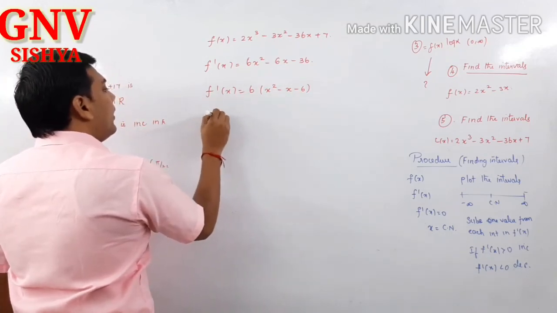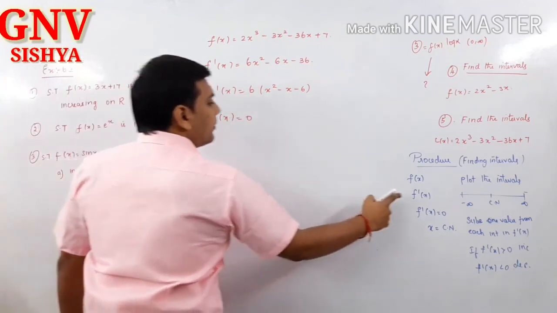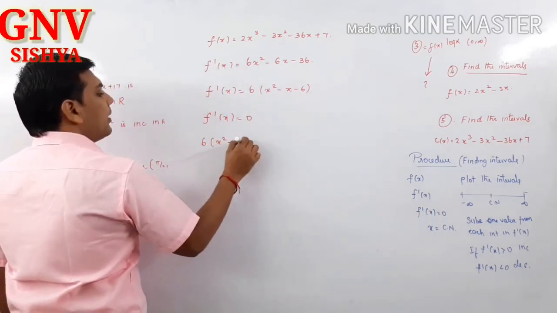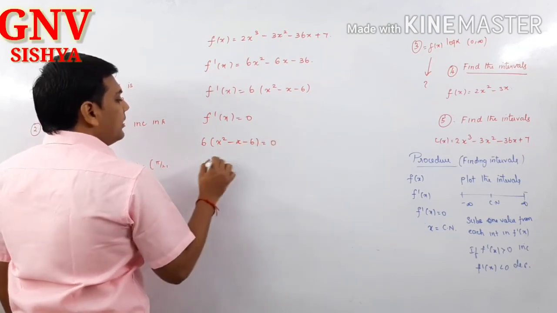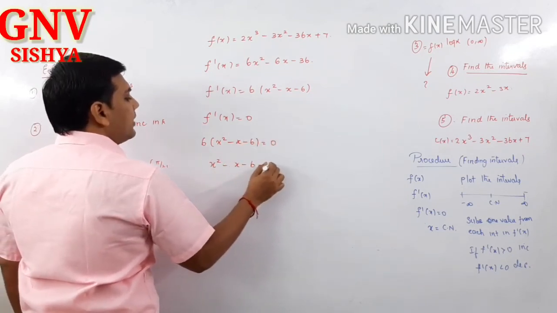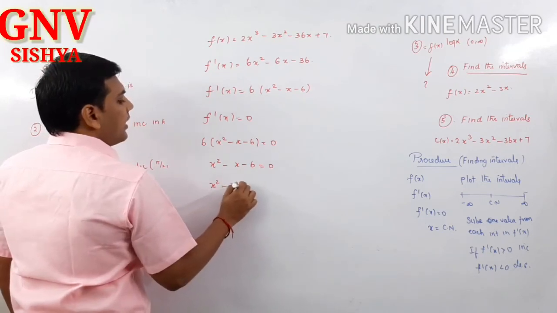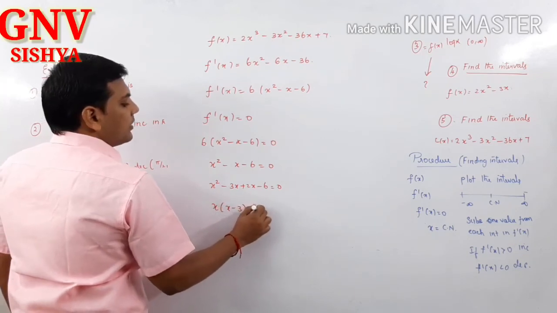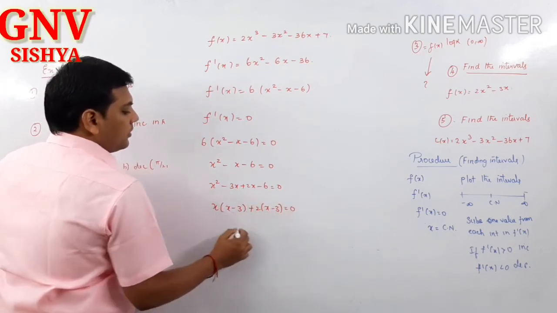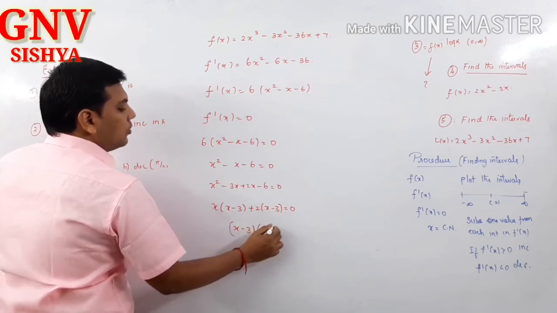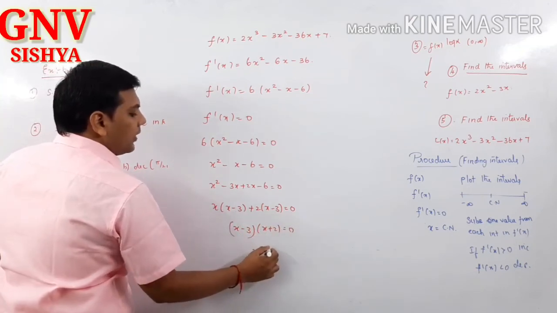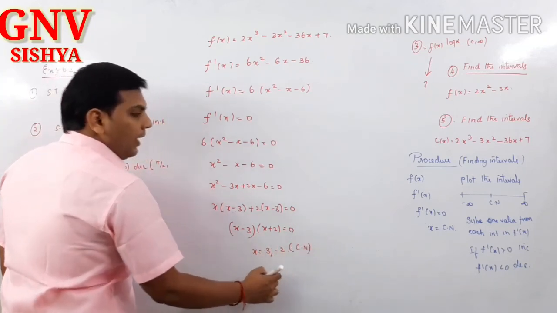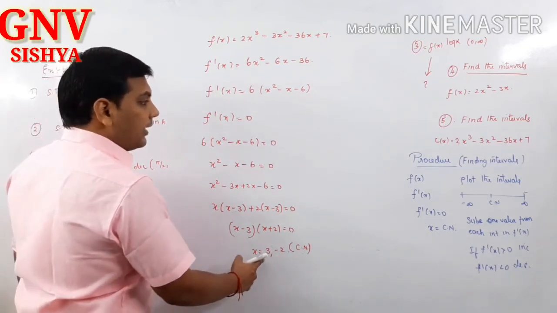Now I am equating f dash of x to 0. The first step I differentiated, the second step I am equating it to 0. So 6 into x square minus x minus 6 is equal to 0. Taking 6 to the other side, x square minus x minus 6 equals 0. X square minus 3x plus 2x minus 6 equals 0. Taking x common out, x minus 3 into x plus 2 equals 0. So x is equal to 3 and minus 2. These two numbers are called critical numbers. No need to write it in an exam, but you should know it is a critical number.